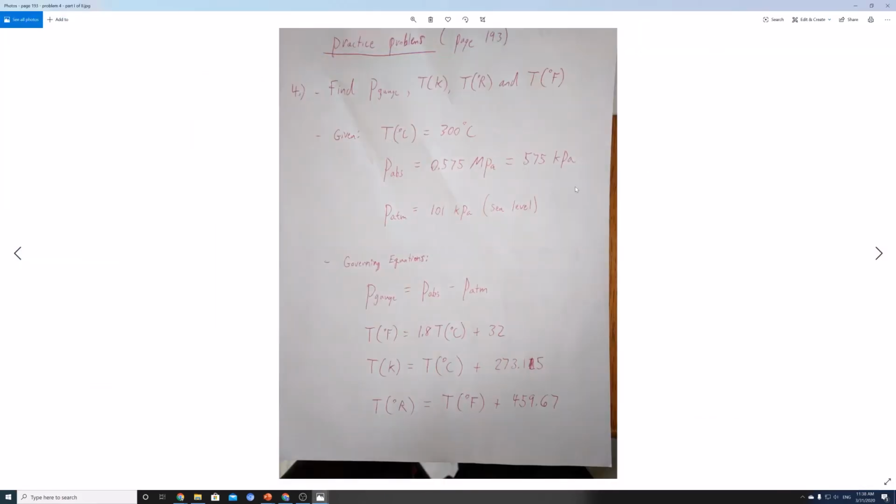So the first part of the problem, just write down what we need to find: the gauge pressure, temperature in Kelvin, temperature in Rankine, and temperature in Fahrenheit.